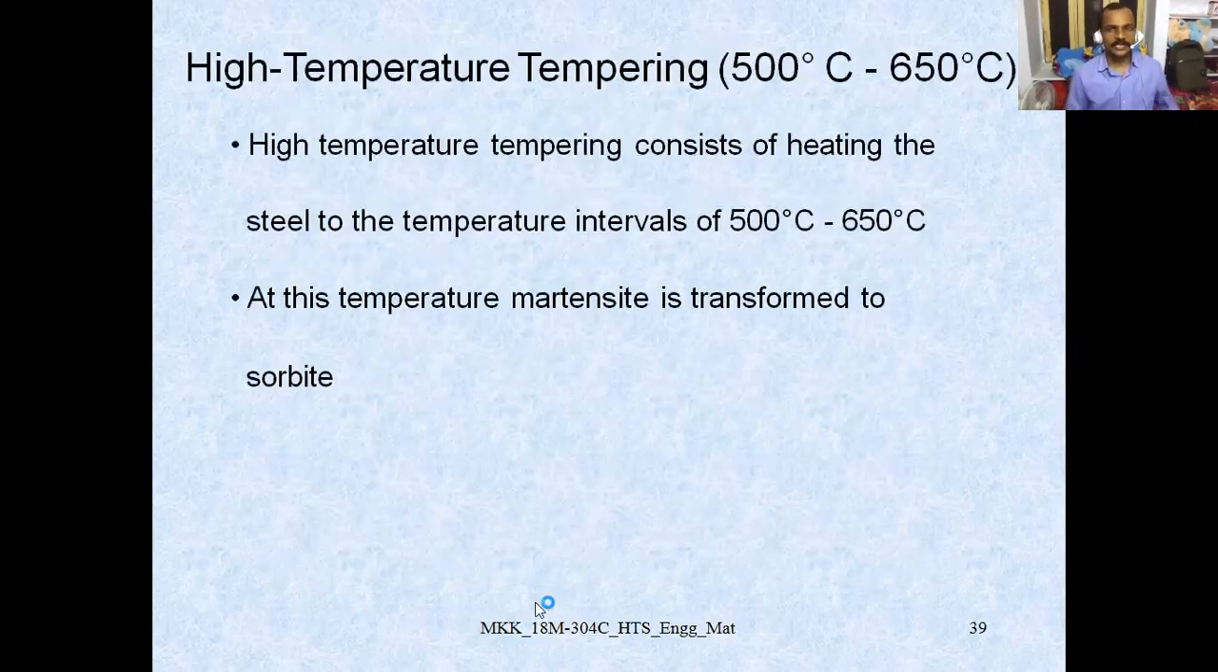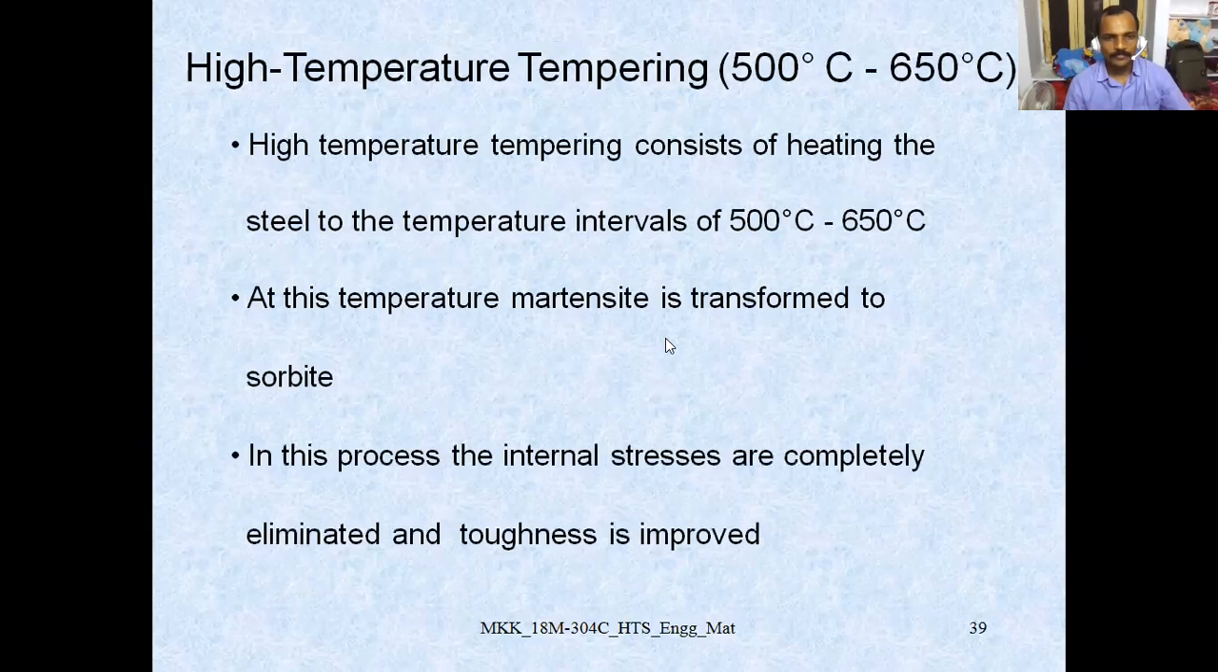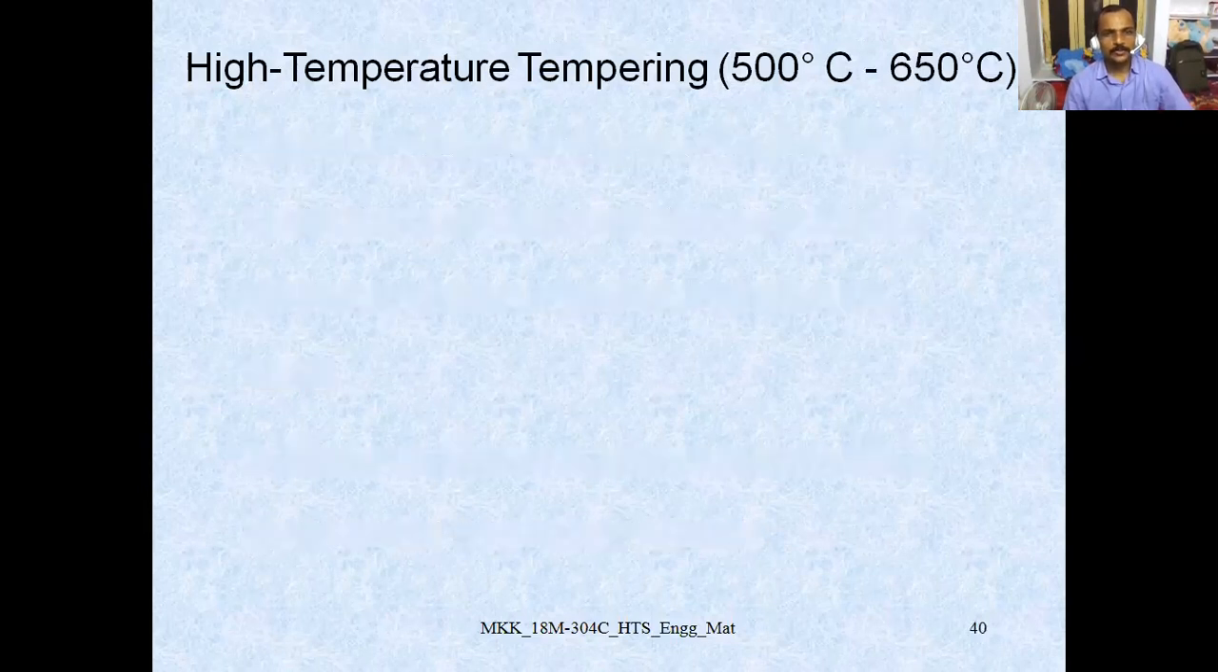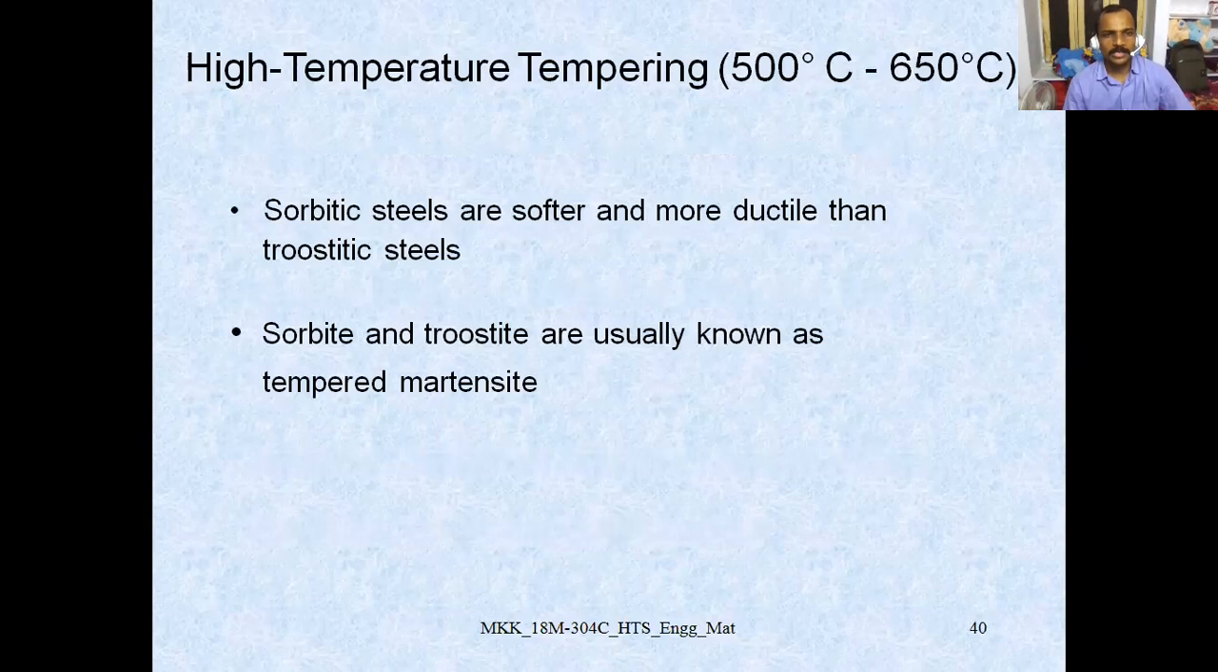Next is the high temperature tempering process, where the temperature range is 500 to 650 degrees centigrade. Here the steel is heated from 500 to 650 degrees centigrade, and martensite is transformed to sorbite. Internal stresses are eliminated or totally relieved, and the toughness is improved by the high temperature tempering process since we are increasing the temperature. So sorbitic steels are softer and more ductile than troostitic steels, that is, of the medium temperature tempering process. Sorbite and troostite are usually known as tempered martensite.